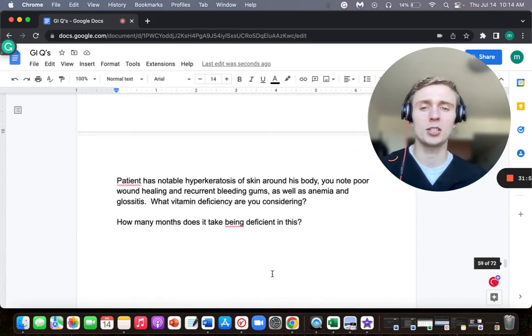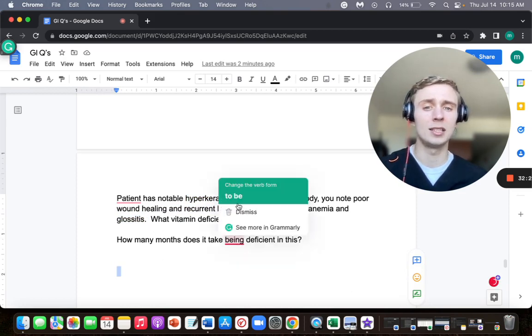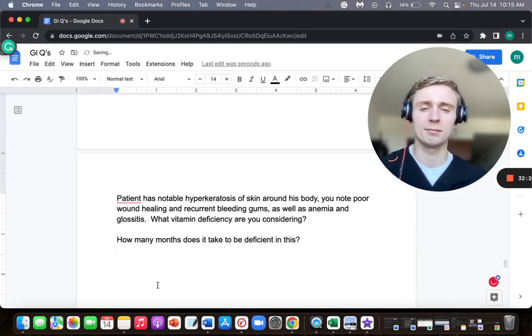Okay, next one. Patient has a notable hyperkeratosis of the skin all around his body. You also note poor wound healing and recurrent bleeding gums, as well as anemia and glossitis. What vitamin deficiency are you considering? Again, hyperkeratosis, poor wound healing, recurrent bleeding gums, and anemia and glossitis. How many months does it take to be deficient in this?